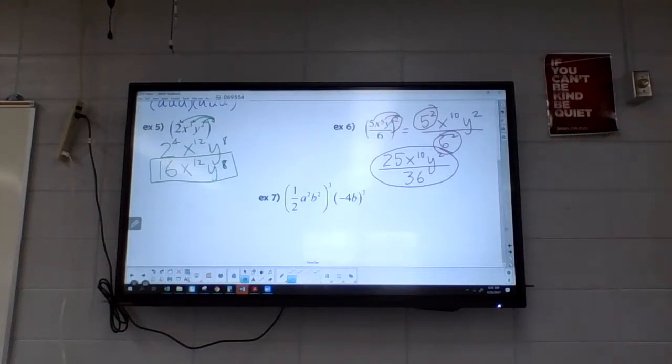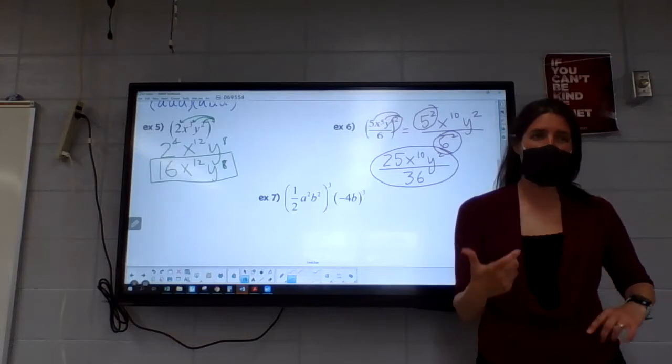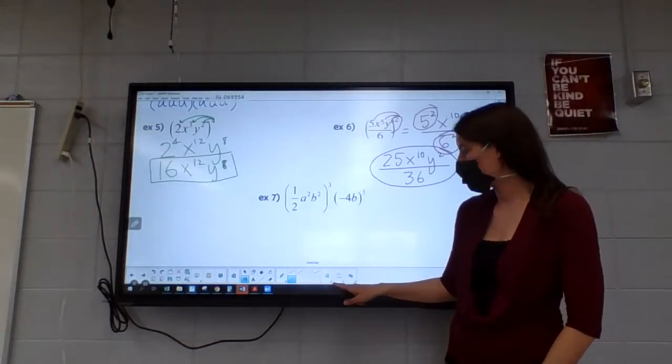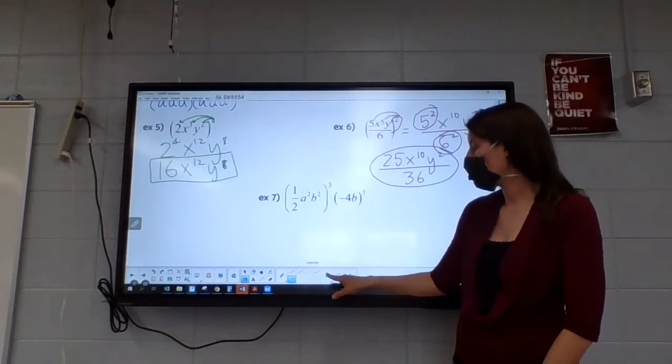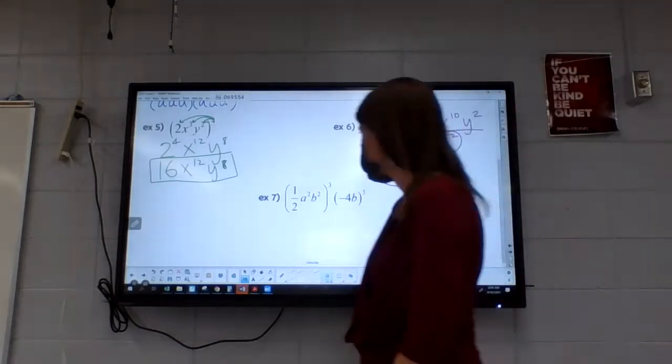So example 7, kind of a lot going on here. We have 2 different sets of parentheses with exponents on the outside, but we're also taking this fraction and using the exponent. So this is definitely a tougher problem. You're not going to see a ton like this, but I want you guys to be comfortable with it when it does come up. So we'll talk about it here.